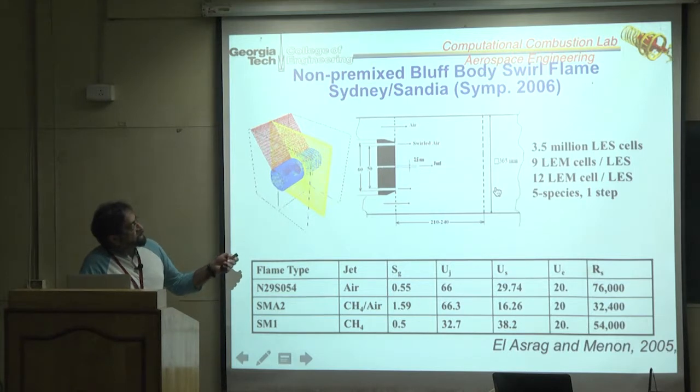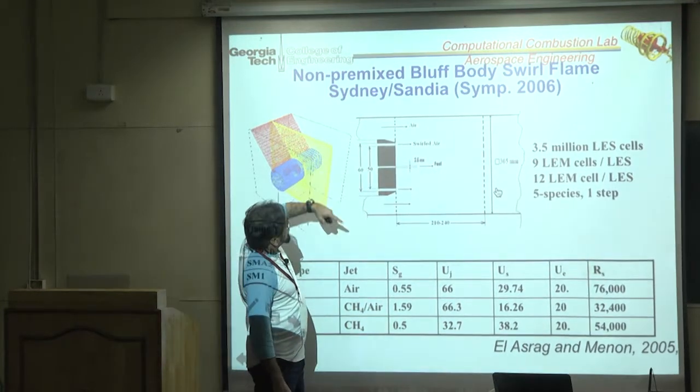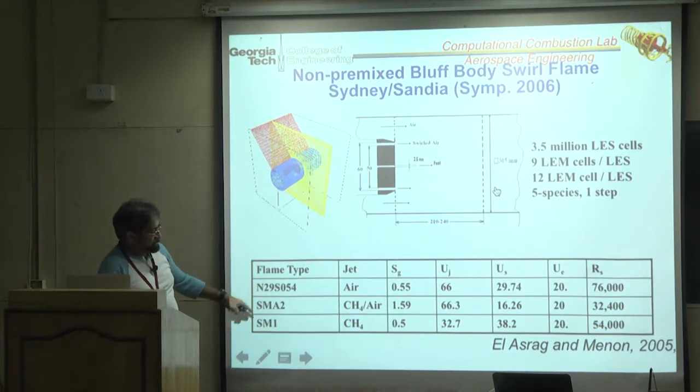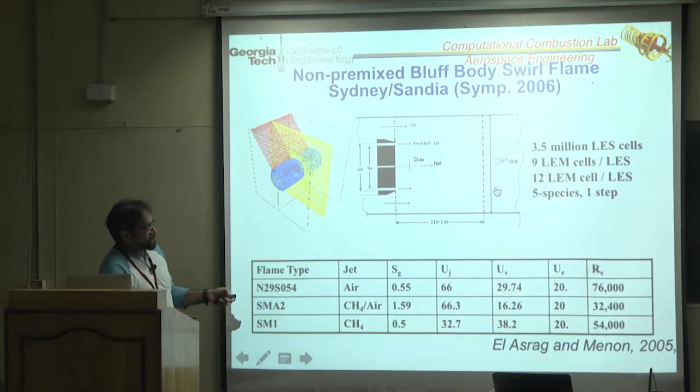Here is another interesting flame. This is a non-premixed bluff body swirl flame. So you have a methane jet coming out, and there's a swirling air outside. And there was a bunch of cases. Again, it's an old result, but I wanted to highlight this. This is only a one-step mechanism, and this was done many years ago. Now we could do it in much more detail.